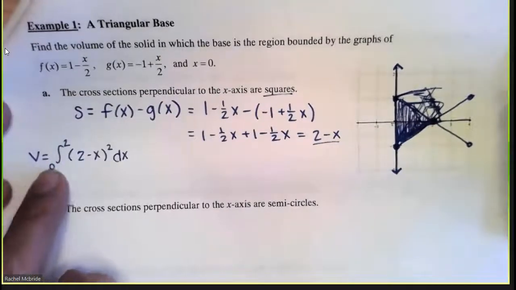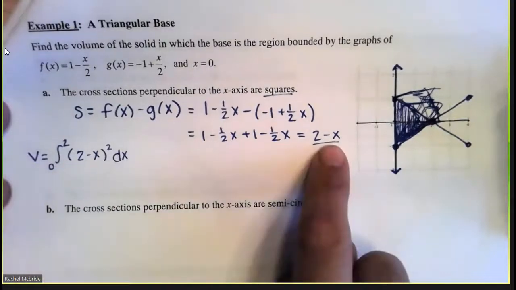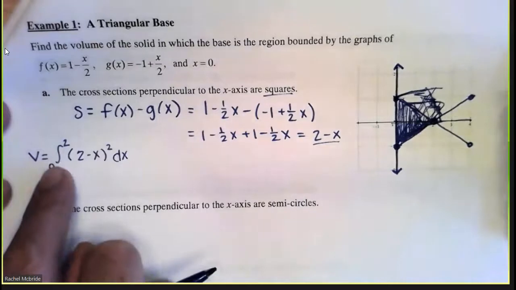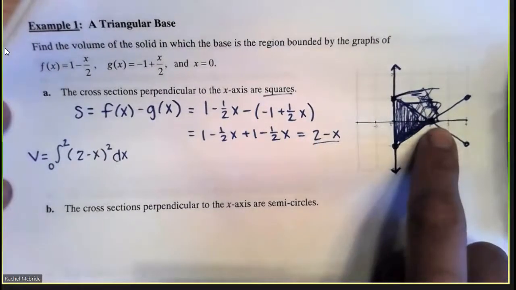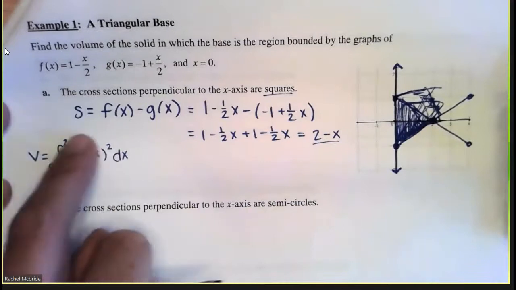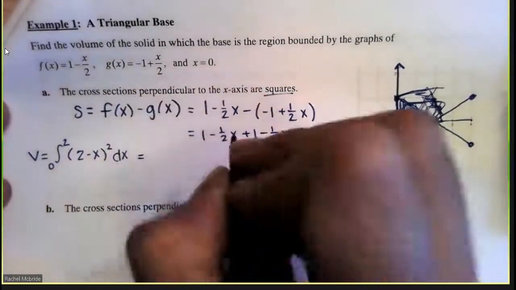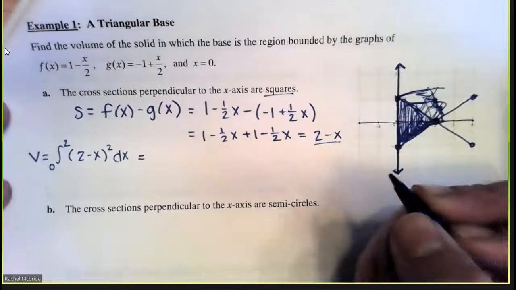So volume equals the integral of the area. Area in this case is s squared. S is 2 minus x. And we begin at 0 and end at 2 because it was bounded by the x-axis and the point of intersection. I'm going to FOIL this. You could also do U substitution. Personally, I'm better at FOILing and integrating a quadratic than I would want to do U sub.